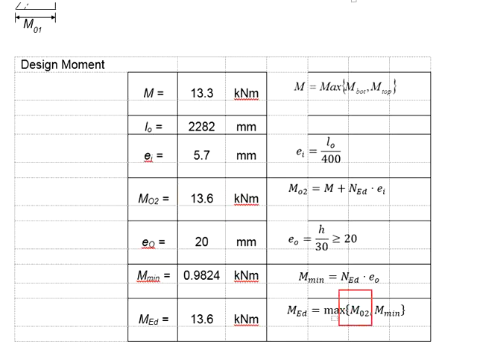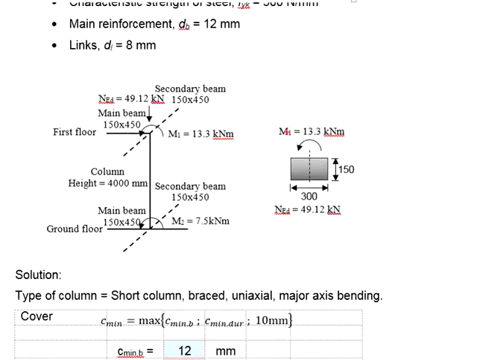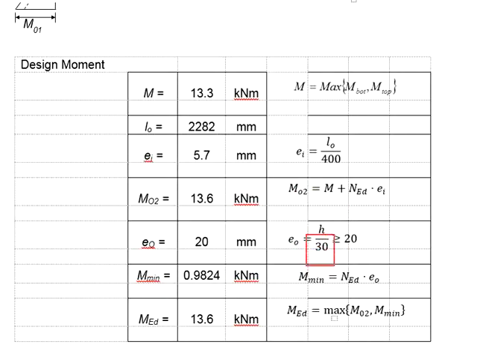Now that we have M02, we will need to get the M-mean, which is calculated based on the e naught. The e naught equals h divided by 30. The moment rotation is on the major axis. h shall equal 300. Divided by 30, you get e naught equals 10. The equation states that e naught needs to be at least 20. The calculated e naught is less than 20. Therefore, we use e naught equals 20.